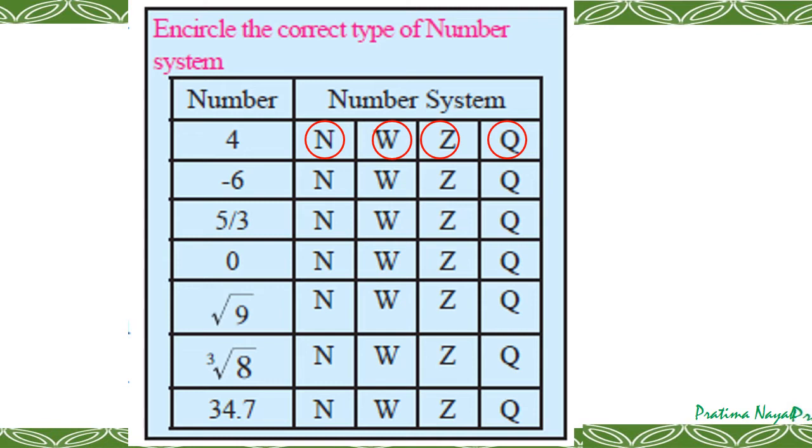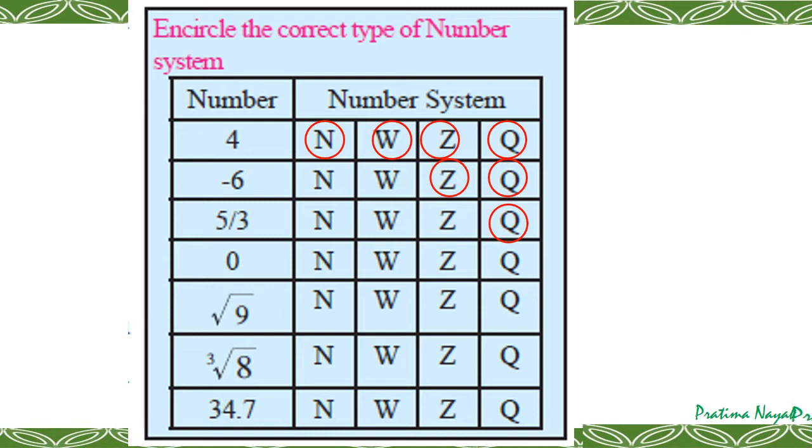rational number. Next, coming to minus 6, it is a negative number. So minus 6 is an integer, minus 6 is a rational number. It is not a natural number, it is not a whole number. Next, coming to 5/3. 5/3 is only a rational number. It is not a natural number, it is not a whole number, it is not an integer.